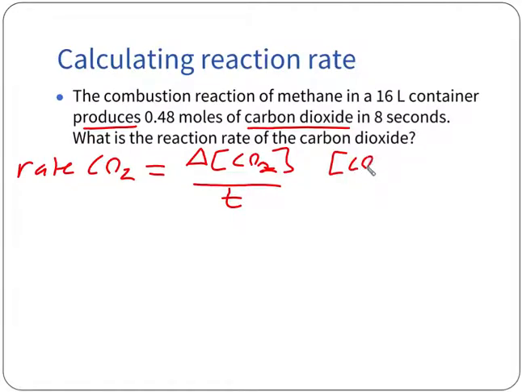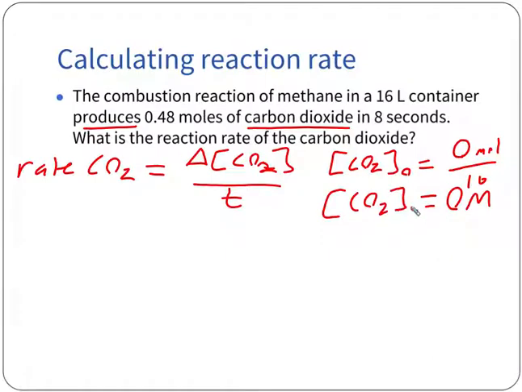So for our CO2, the original concentration, let's see. It says combustion reaction of methane produces this many moles of carbon dioxide in 8 seconds. It didn't specify on here, but I think we can imply that if it just started off with methane, and obviously it's going to have oxygen if it's combustion, there wasn't any carbon dioxide to start with. And if that's true, the number of moles of carbon dioxide is 0 moles in the 16-liter container, which is obviously just going to be 0. So 0 molarity is the original concentration of the CO2.